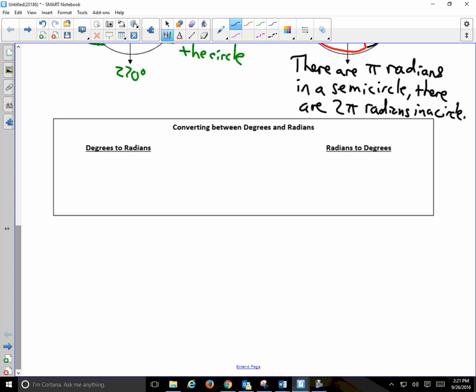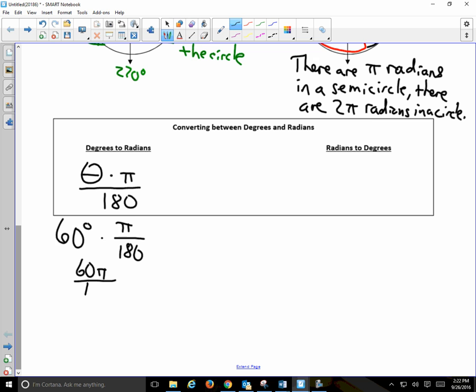So if you want to go from degrees to radians, here's what you do. You take your angle value, theta, and you multiply it by pi, and you divide it by 180. For example, suppose we have 60 degrees and we want to convert it to radians. We'll take 60 and we'll multiply it by pi and divide it by 180. So let's work that out. I have 60 pi divided by 180.